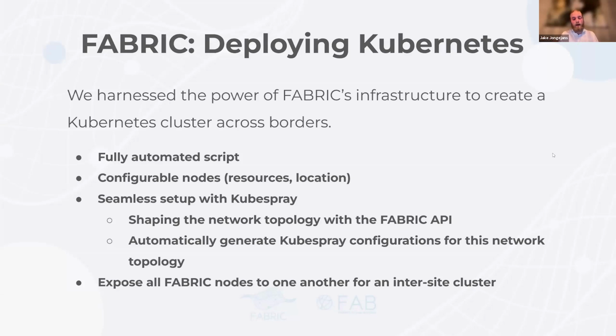With KubeSpray, we can automatically generate a configuration that sees all of these nodes and is able to utilize the network topology that we create with the Fabric API. And this allows us to generate, in simple terms, a completely automated configuration for a Kubernetes cluster that is defined by a single configuration at the top of the file. To get all of the Fabric nodes to be able to interface with each other, even across sites, so even if we have a node in Amsterdam and a node in Tokyo and a node in Los Angeles, we expose all of the Fabric nodes to one another with the Fabric API again, which allows them to see each other over the network.